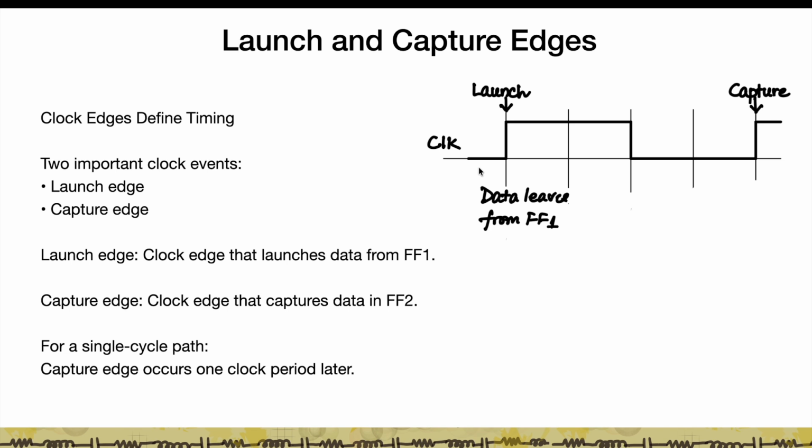Between those two edges is your entire timing budget. Data leaves FF1 shortly after the launch edge, after the clock to Q delay. It then has to navigate through all the combinational logic and arrive at FF2 before the capture edge hits. That window, one clock period, is all you have. And as we'll see, it is not even the full period because the flip-flop needs a little extra margin at the end. That brings us to setup time.